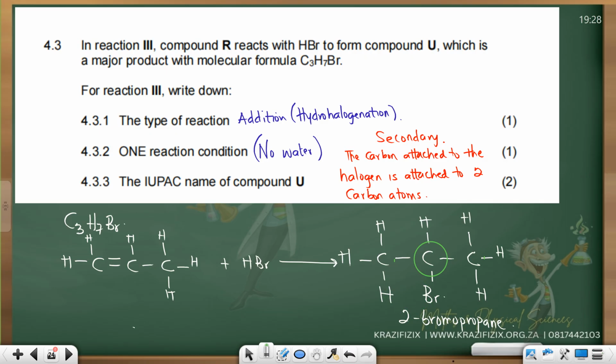What is the same? Major and minor. So it's unstable. It will change back to become what? Major. So that one is unstable. So we use the Markovnikov. The rich gets richer and the poor gets what? Poorer. That's very important. All right.